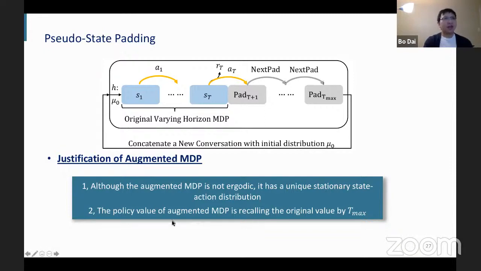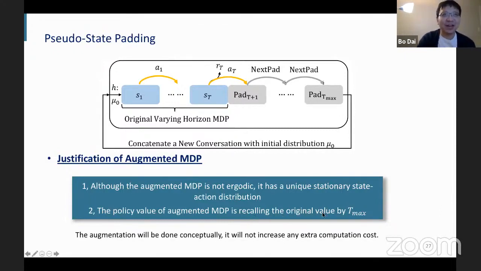And secondly, we show that the policy value in this augmented MDP is rescaling the original value by T max. Sorry, there's a typo here. It's rescaling, not recalling. That means after you estimate the policy value on this augmented MDP, you just divide the value by T max. That gives you the original policy value in the original MDP.